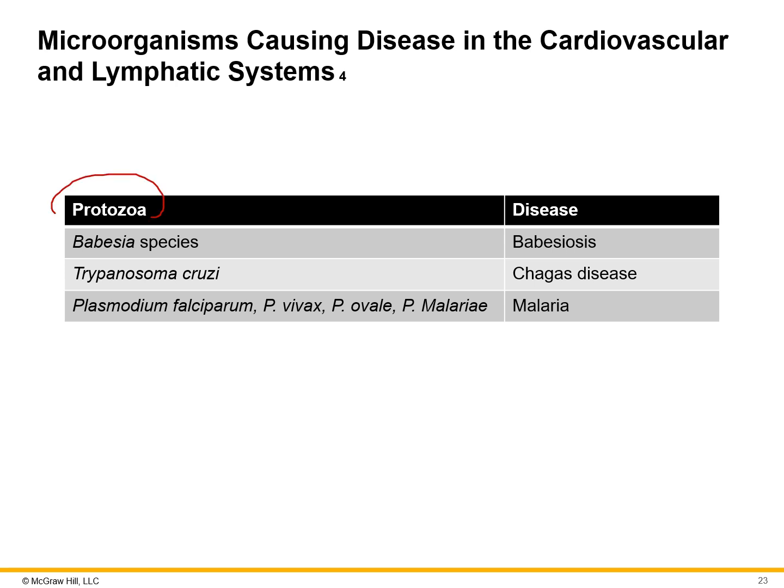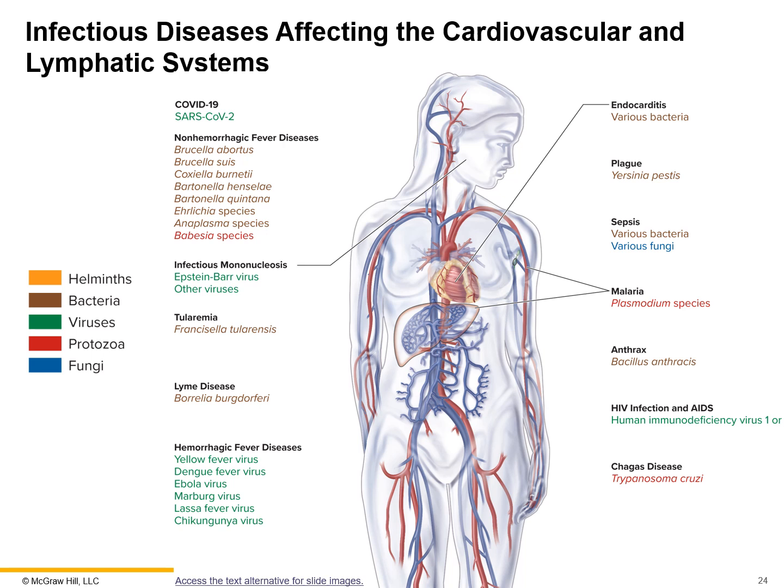And then finally, our protozoa. Malaria is really the only one we talked about here, with those Plasmodium, but there are some others caused by protists as well. And then, of course, our summary slide at the end. Those non-hemorrhagic fevers are mainly caused by bacteria, with one protist in that group, whereas the hemorrhagic fevers are caused by viruses. So that's another difference between those two. And then mono is caused by a virus, COVID, of course, a virus, endocarditis is caused by various bacteria, and malaria is caused by that protist we talked about.